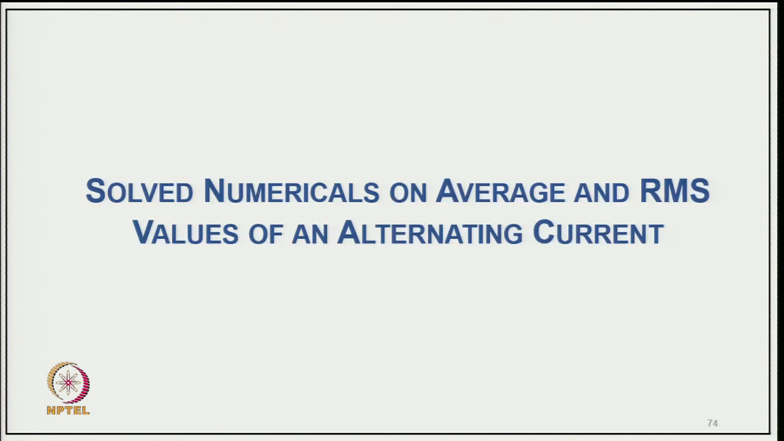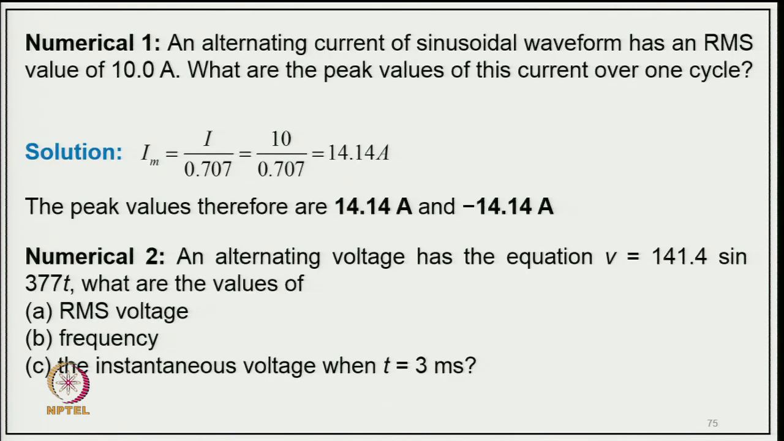Now, coming to solving numericals on average and RMS value of an alternating current. Numerical 1: an alternating current of sinusoidal waveform has an RMS value of 10 ampere. What is the peak value of this current over one cycle? Im is equal to I times root 2, that is 10 divided by 0.707, which is 14.14 ampere. So the peak values are 14.14 and minus 14.14 on the negative side.